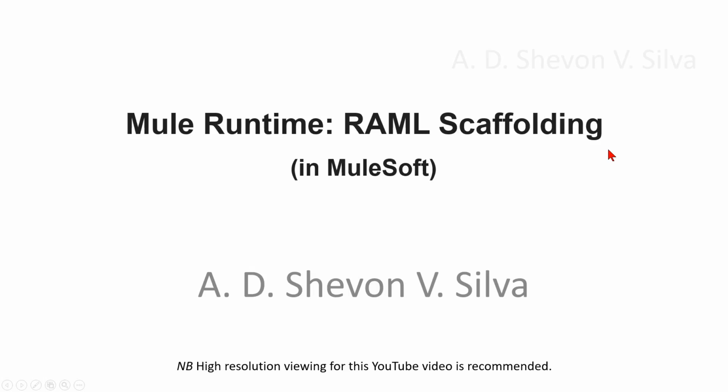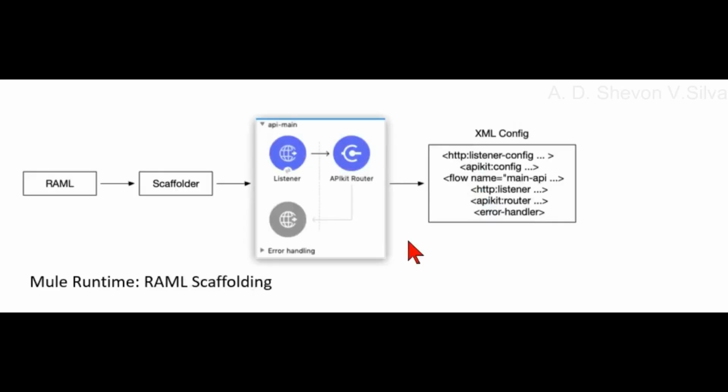Runtime RAML scaffolding. Here you can see RAML scaffolding in Mule Runtime. Start a new API project using an API definition file.